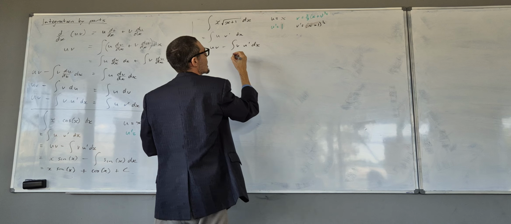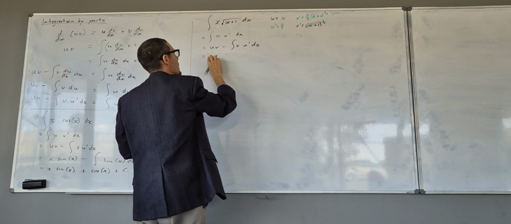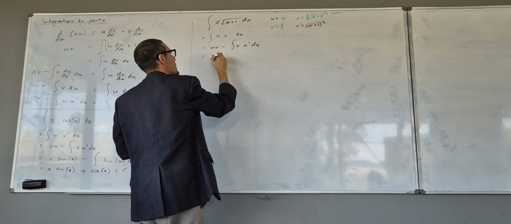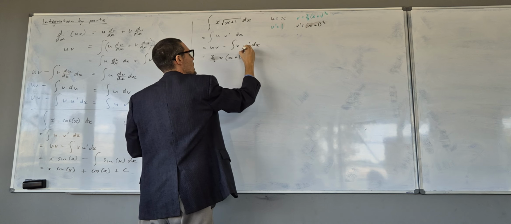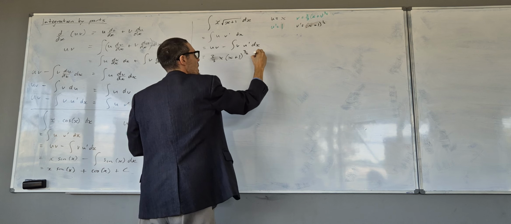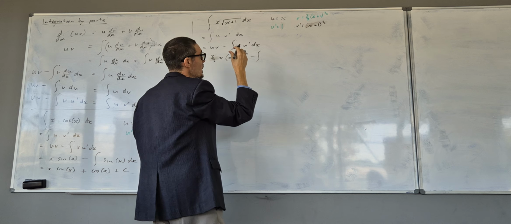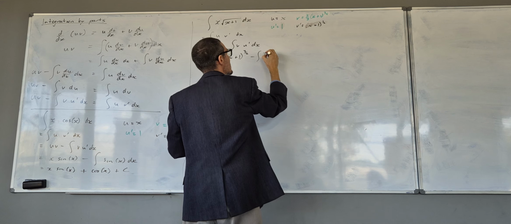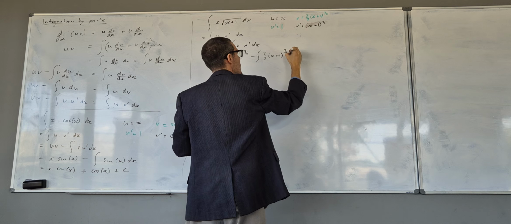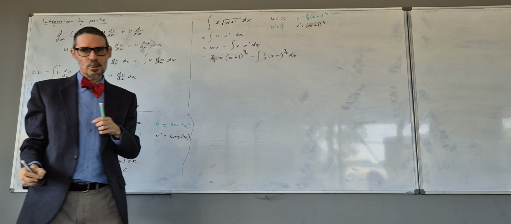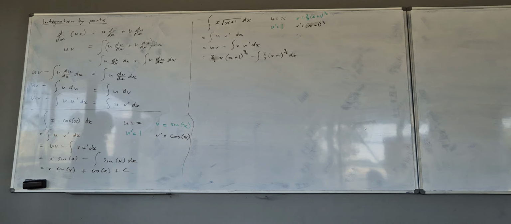u v, x, let's go 2/3 x plus 1 to the 3 on 2, minus the integral of 2/3 x plus 1 to the 3 on 2. Still looks messy, but it's much easier than it was. It's no longer a product.